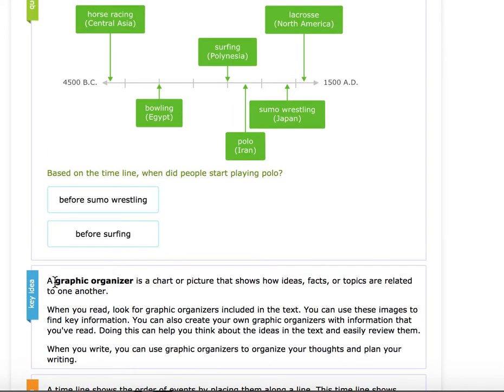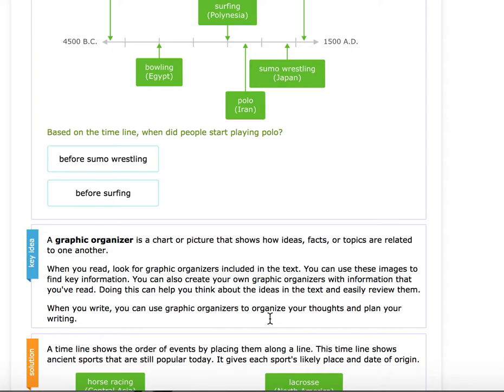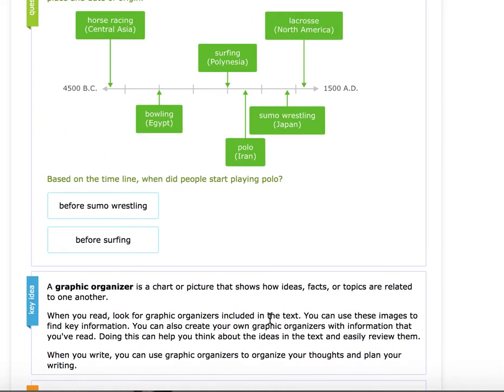A graphic organizer is a chart or picture that shows, describes, or illustrates how ideas, facts, or topics are related to one another. When you read, look for graphic organizers included in the text. You can use these images to find key information. You can also create your own graphic organizers with the information that you've read. Doing this can help you think about ideas in the text and easily review them. You can also use graphic organizers to organize your thoughts.